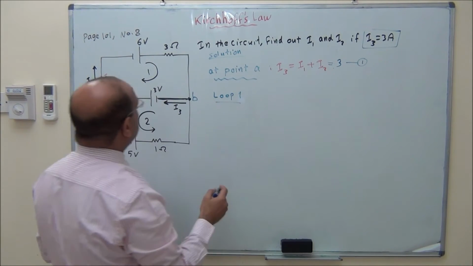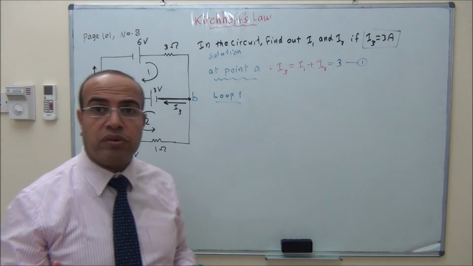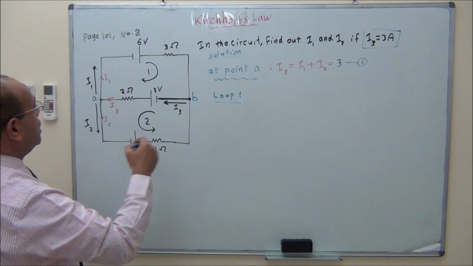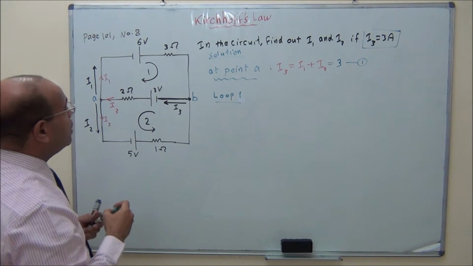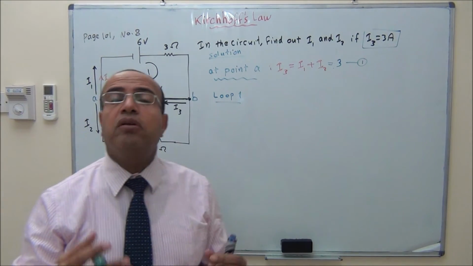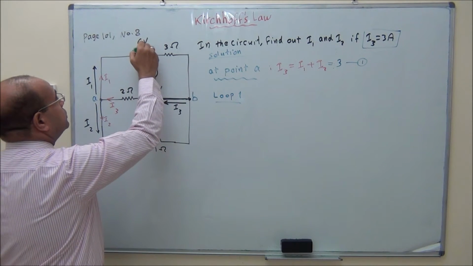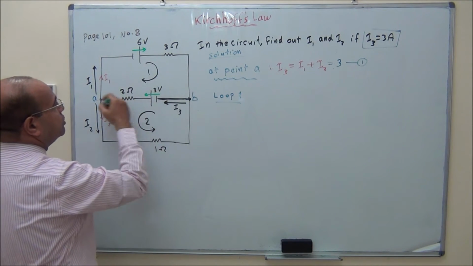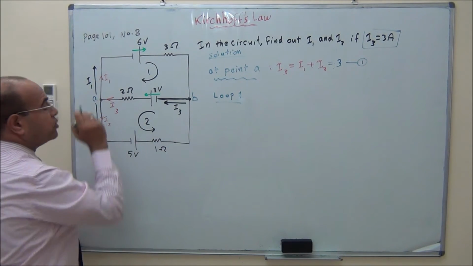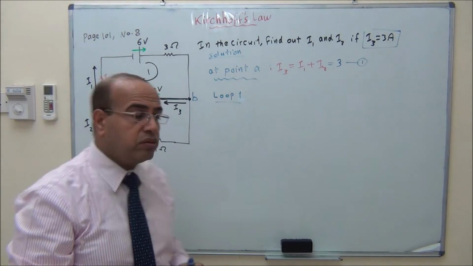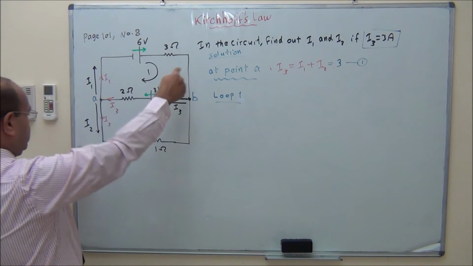Now, in loop 1, we start at a point and go in that direction. But before we do anything, we have to put the direction of electromotive force. So it's from small to big. So this is the direction. Now, okay, we can start from the point A. Start from the point A and go in this direction.